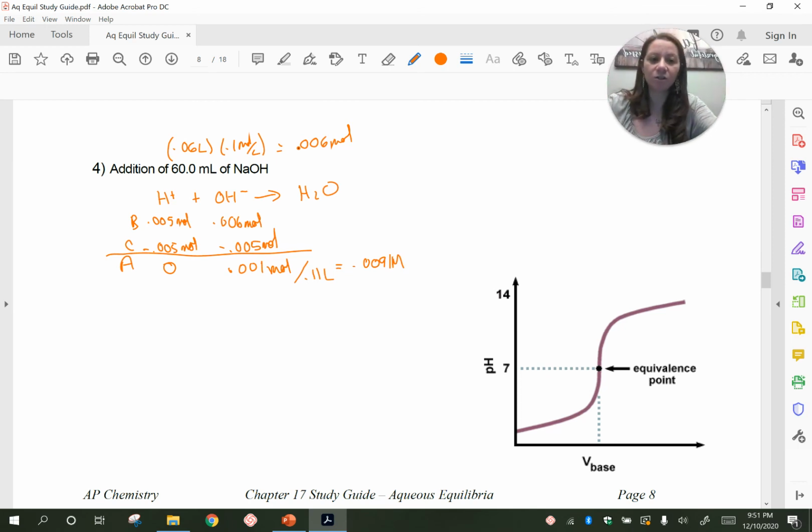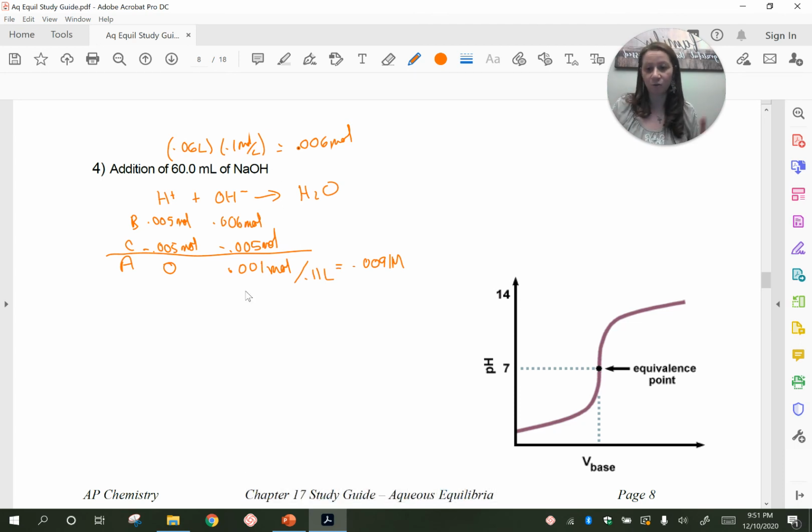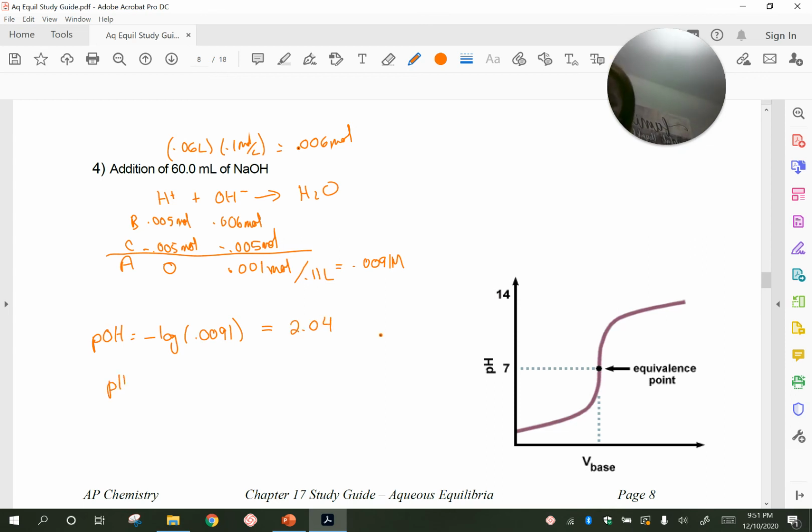So when you're done, you check out what type of substances are left. We obviously have some water that doesn't affect the pH. We don't have any more HCl. We only have hydroxide, or sodium hydroxide, which is a strong base. So how do you find the pH of a strong base? You take the negative log of the hydroxide ion concentration, that gives you the pOH, and then subtract that from 14. So pOH is going to be negative log of 0.0091, and so my pOH is 2.04. So my pH is 14 minus 2.04, which is 11.96.